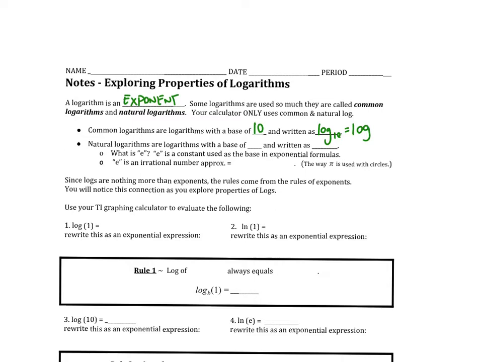Natural logs are logarithms with a base of e. If we have log base e, that's the same thing as our natural log. What is e? E is a constant used as the base in the exponential formulas. E is an irrational number approximately 2.7183. I'm just going to do through the 10,000th place.